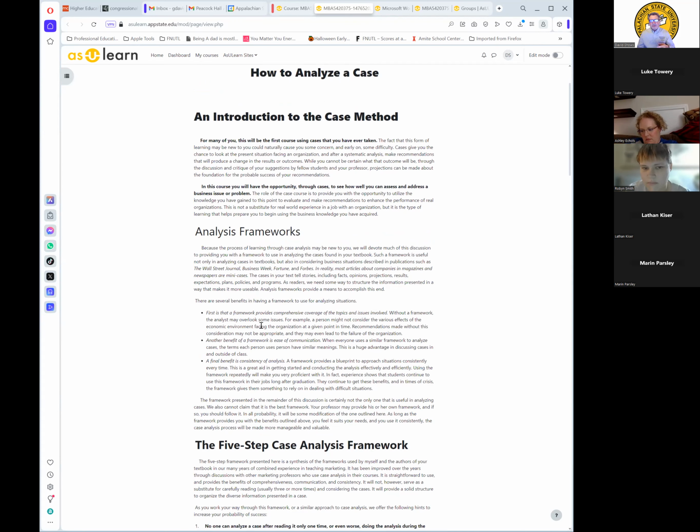Okay. So the first reason is that the framework provides a comprehensive coverage of the topics and the issues involved. We use frameworks like these because they help us to arrange all of the pertinent facts in a logical, consistent order. Many times without a framework, there may be some issues that you might overlook, or you may consider things that are not pertinent for the time. And so that's one of the reasons why you use this particular framework.